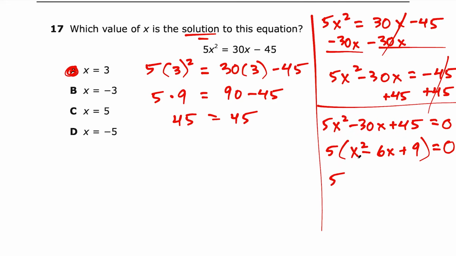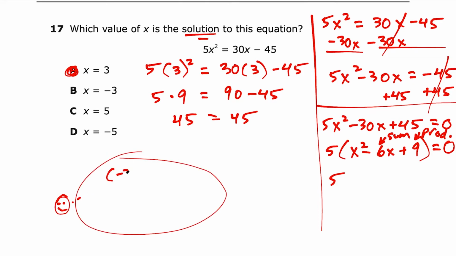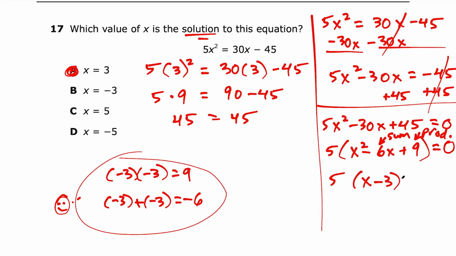So now we're playing that add-multiply game again, but this time I need two numbers that have a sum of -6 and a product of 9. The two numbers that come to mind are -3 and -3. If I multiply them, I get +9. If I add those two numbers together, I get -6. So I would have 5 times x minus 3, quantity squared, equal to 0.